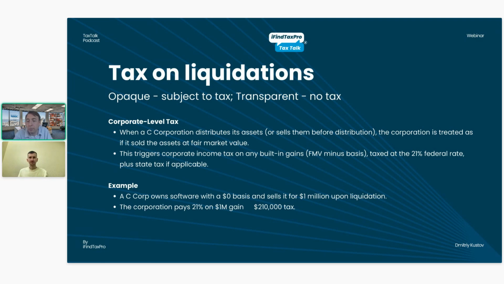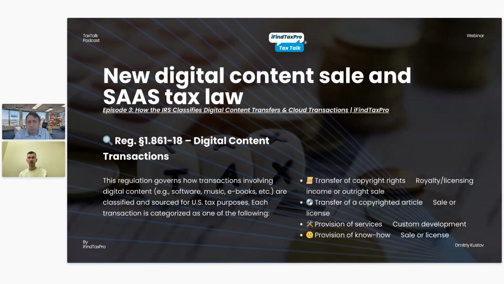But once it's big, you're definitely better off with a specialist, because there are extra penalties for undervaluing what you're doing between related entities. I think it was 40% of the underpaid tax. So it's very, very large. Okay, so that's the tax on liquidation.